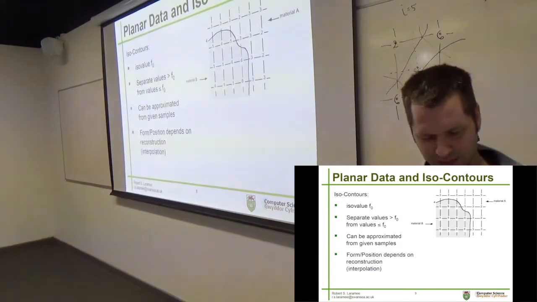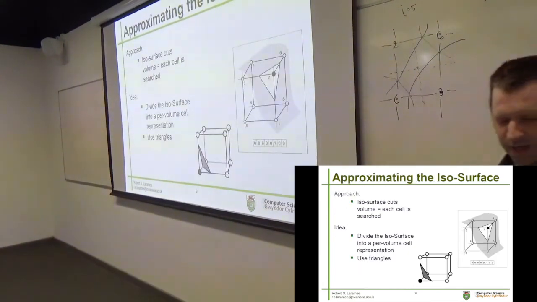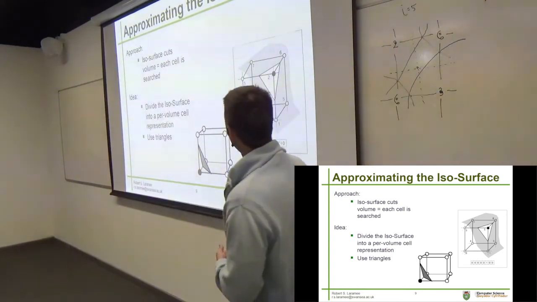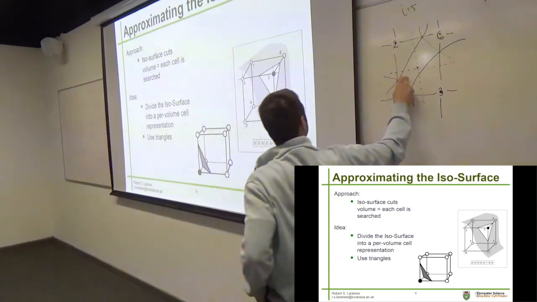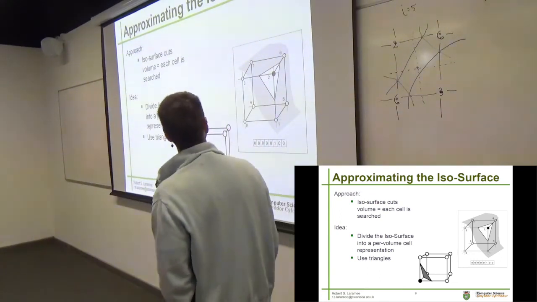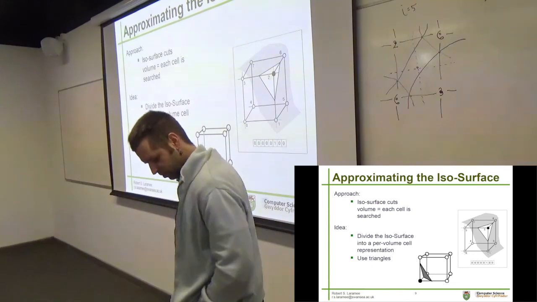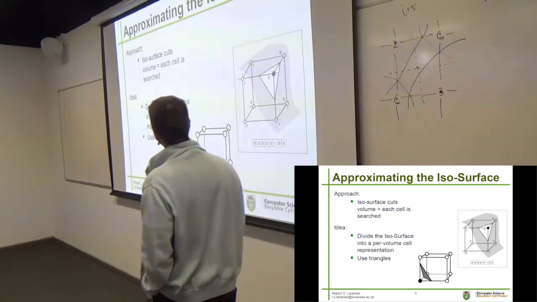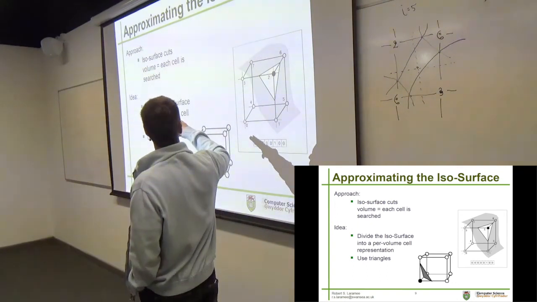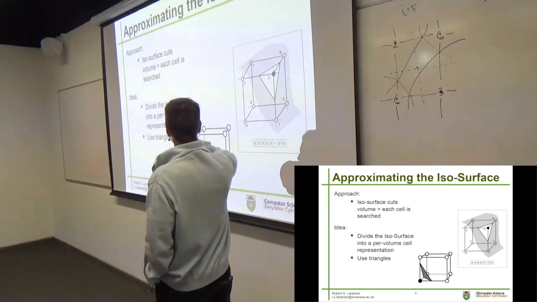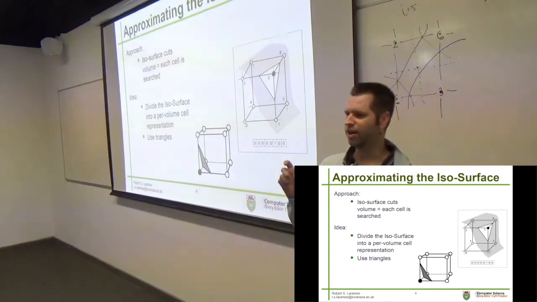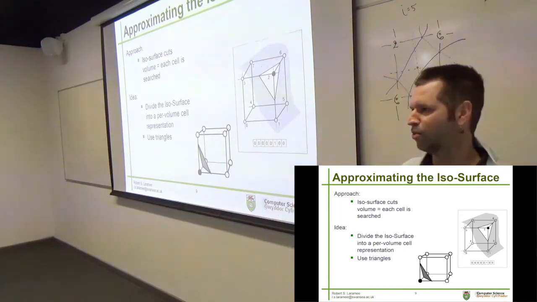Now, how do you extend this idea to 3D? That's the question. So in 3D, instead of storing the data on a square, we're storing it in a cube. So the idea is the surface cuts through the volume in each cell. And what we can do is we can actually process the entire volume on a per cell operation.